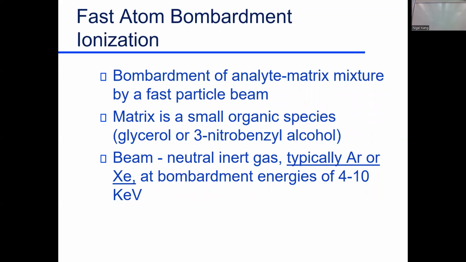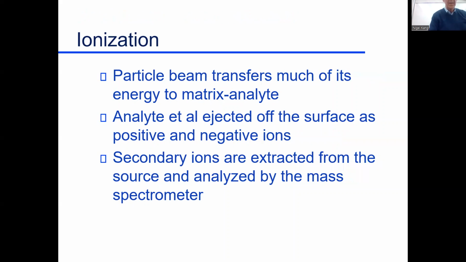Fast atom bombardment, FAB, is what it's called. Bombardment by a fast particle beam, a high energy beam. Before, we hit it with electrons. Now we nail it with something else, though much higher energy. Let's put in your samples, put in the matrix, and hit it with a very high energy beam. And that can be an inert gas, argon, xenon, bombardment, 4 to 10,000 electron volts.